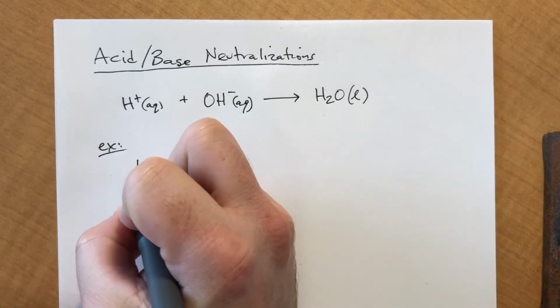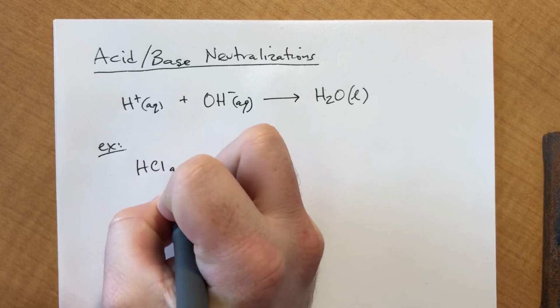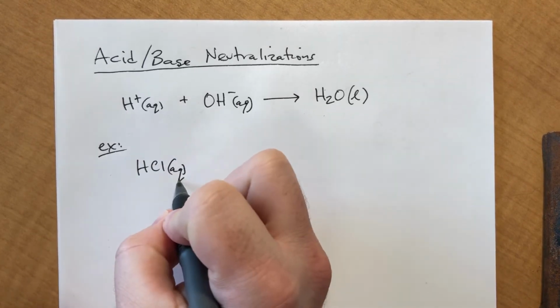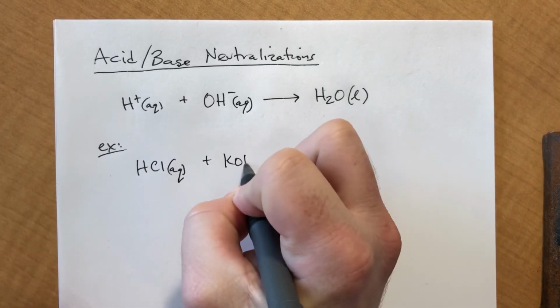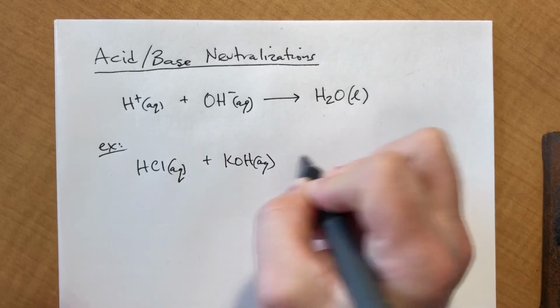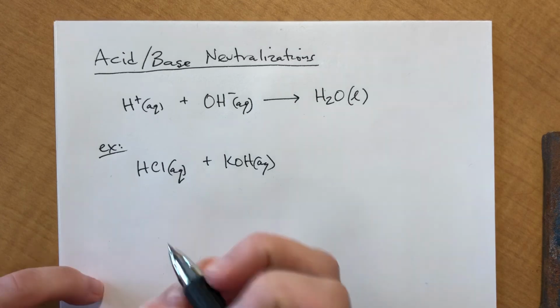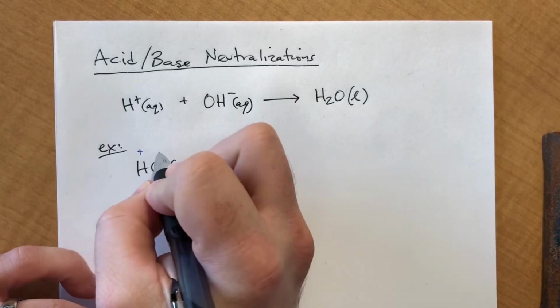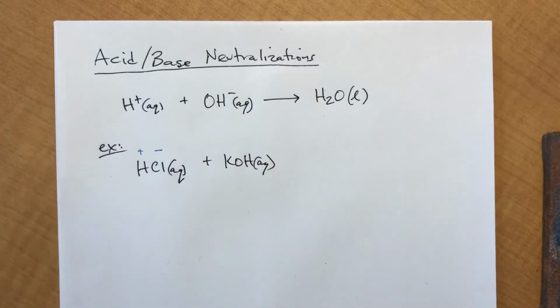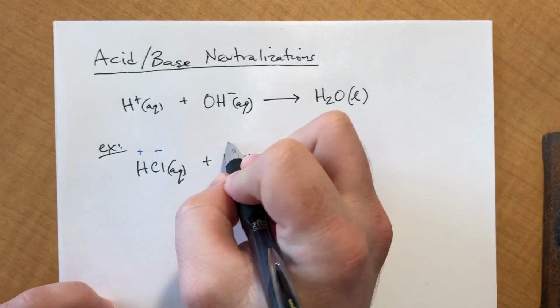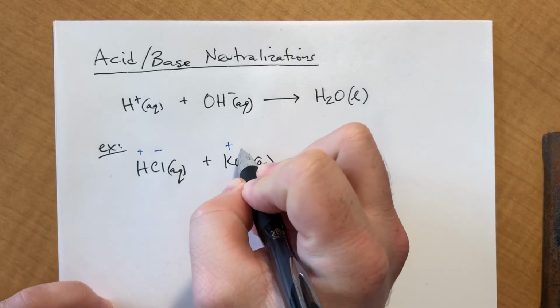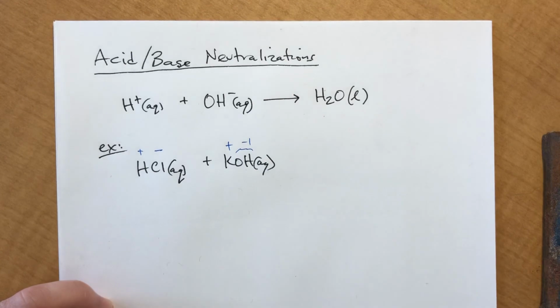So, for example, if we have HCl, a typical strong acid, and KOH, which is a typical strong base, we still do the same process. We figure out the charges first. H is in the first column, it's +1. Cl is -1, it's in column 7A. K is in the first column, and OH is one of the polyatomic ions, and altogether it is -1.